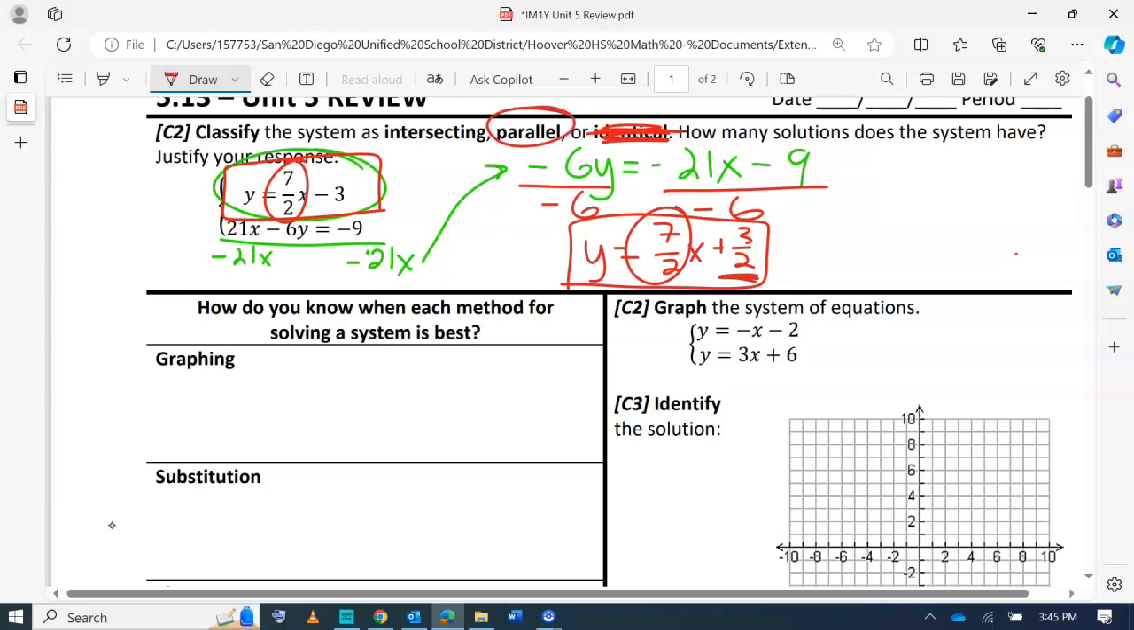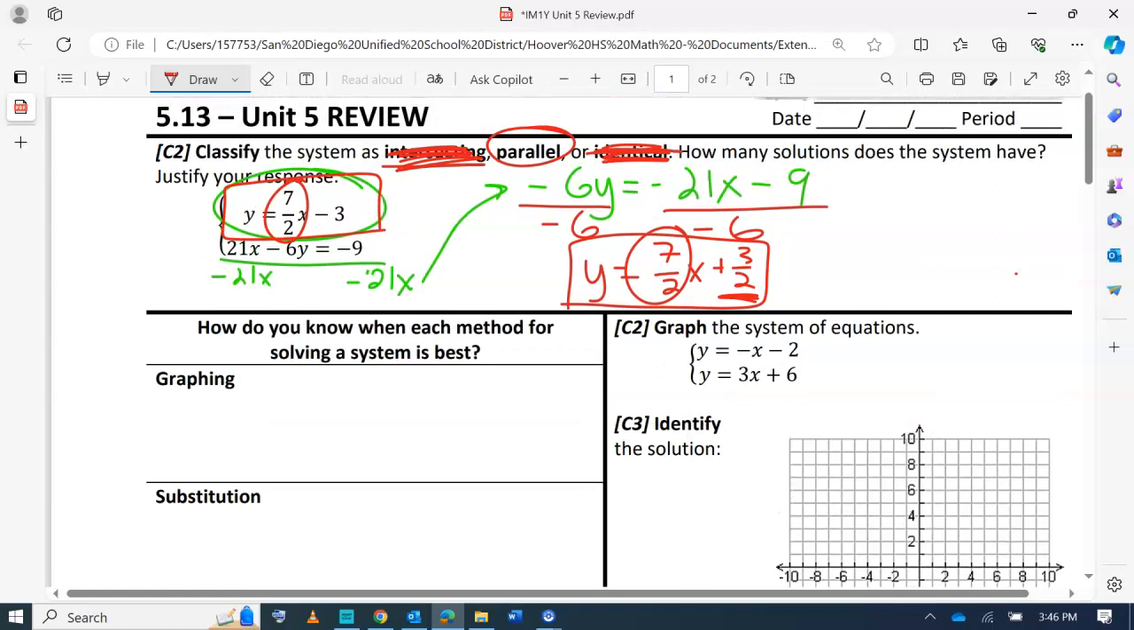If those were not the same, then intersecting would be the option, but it is not intersecting because they are the same. Oh, and then how many solutions does the system have? It'll be either 0, 1, or infinite. Infinite is for the identical one, so identical is infinite. Parallel will have 0, and intersecting will have exactly 1.